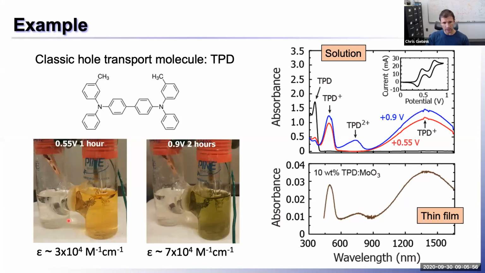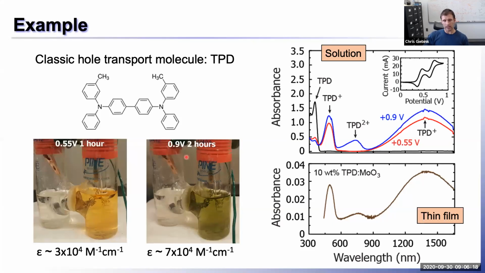As a result, it's clear in solution, but if you oxidize it at its first oxidation wave at about 0.5 volt for an hour, that solution turns orange, and that's because of the appearance of 2 new absorption bands, one in the blue here and one out in the near infrared, and those are the 2 transitions associated with the cation that I pointed to on the previous slide.